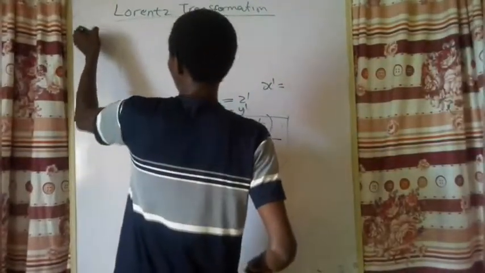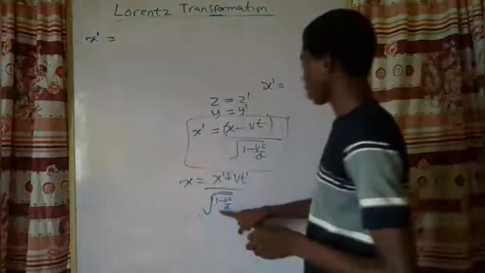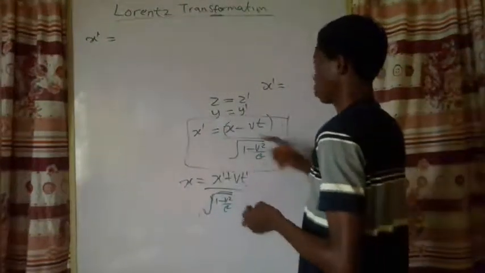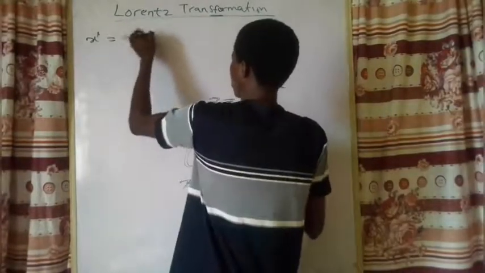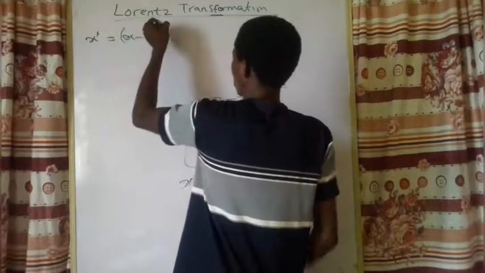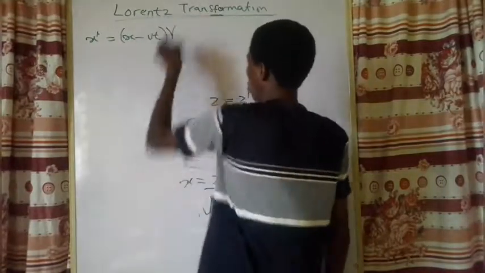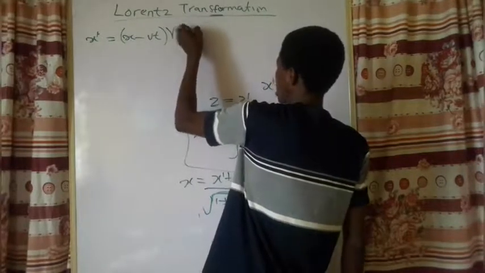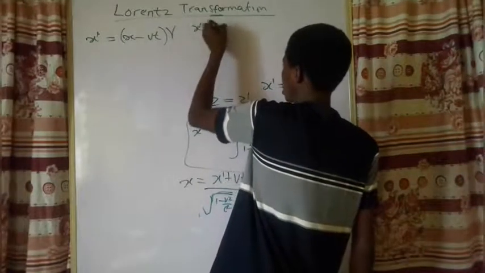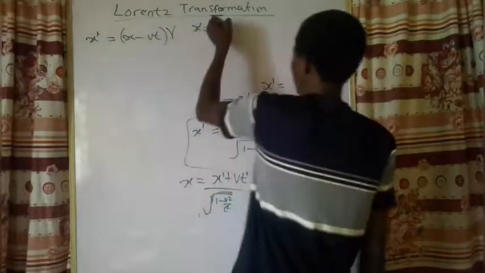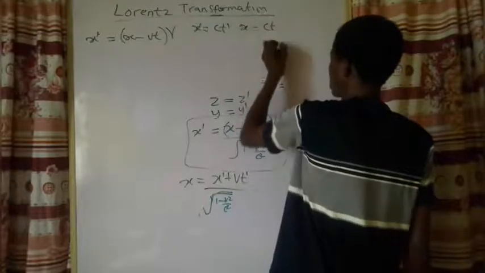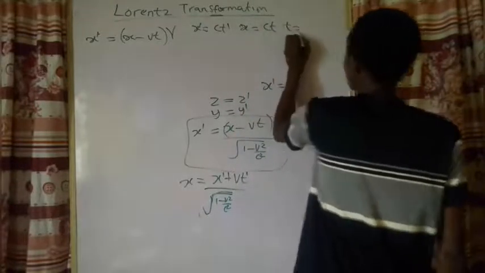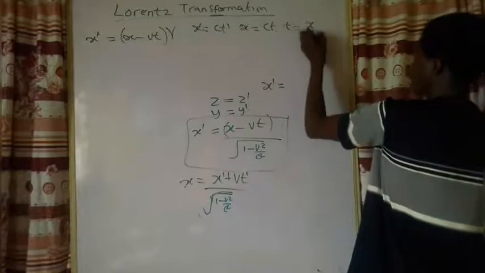X prime equals what? I'm not going to put this for gamma, I'll just put normal gamma for it. This is X minus Vt, times gamma. But remember that X prime equals what? ct, right? And ct prime. And X equals ct, right? So that t equals X over c. Let's work with that.